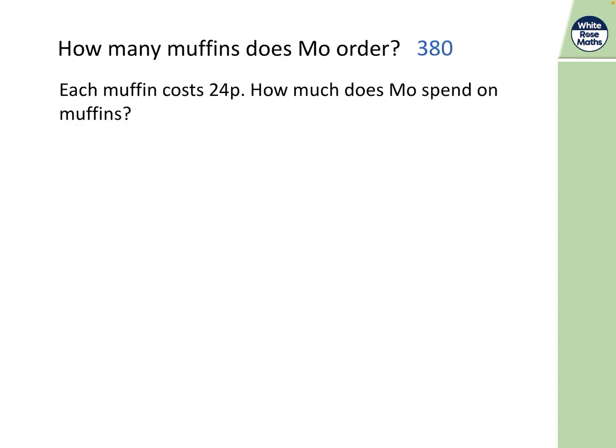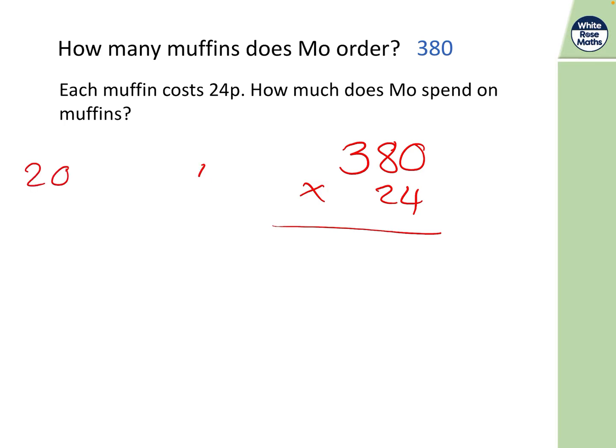If each muffin costs 24p, how much does he spend on muffins? Okay, so what we're doing here is 380 times 24p, 380 lots of 24p. Now you can do it this way, or again, split it up, make your life easier. 380 times by 20. I'm just going to put 20 there, and I'm going to put a 4 there, because I'm going to keep my calculation separate.